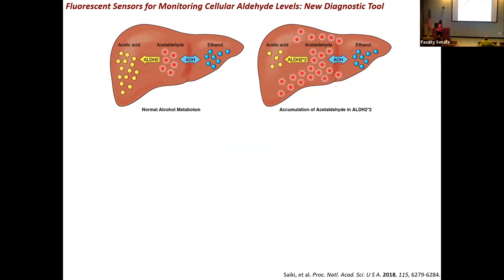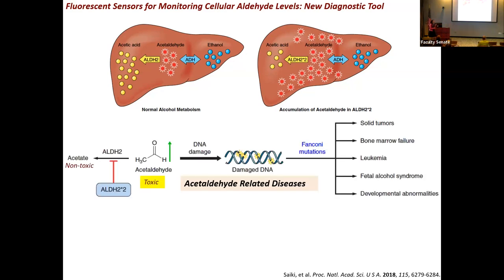Normally, in the normal metabolic pathway, these aldehydes can be converted into a non-toxic form by this particular enzyme ALDH2. But if there is a mutation in this enzyme ALDH2, then these aldehydes cannot be converted into the non-toxic form, and they will just dissipate and go to the other parts of the body because they have very low volatility. And these molecules are super reactive, so they bind to the DNA and damage the DNA. And once they damage DNA, it leads to a variety of diseases: solid tumors, leukemia, bone marrow failure, as well as different developmental abnormalities.